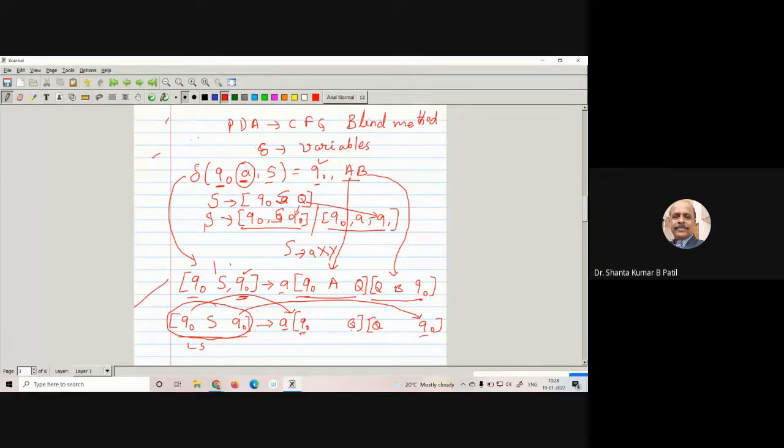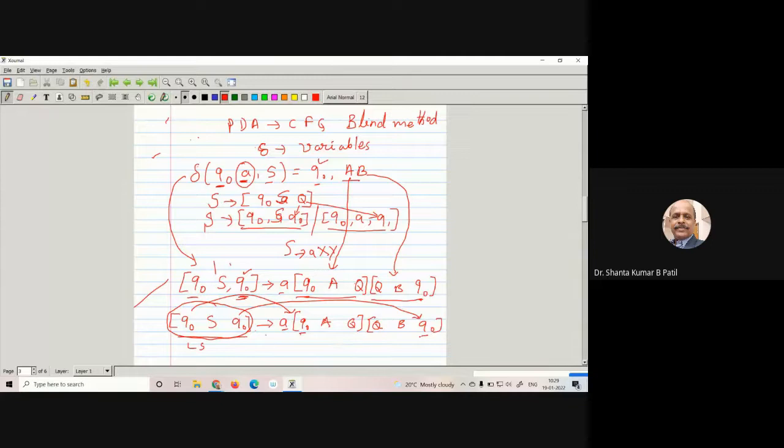Next, in between this, generally the beginning and end of the variable are states only. In between, stack symbols are there. In the production, one stack symbol is A, and the other one is B. This is how we convert the transition function into the productions.